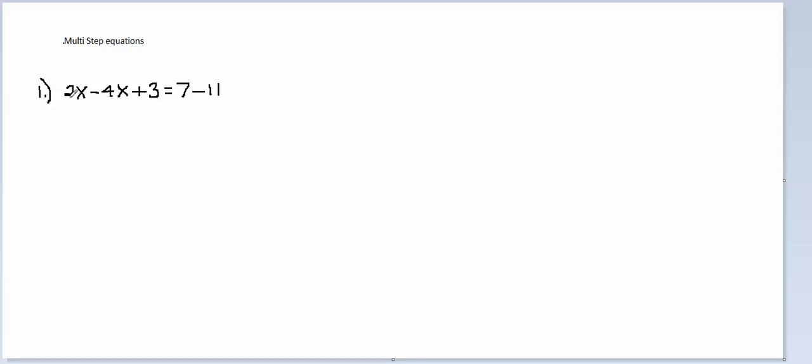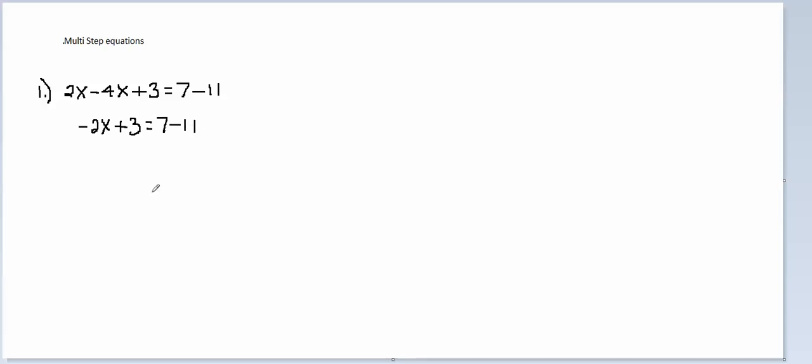Well, if I look, the 2x and the minus 4x both have just an x, so we can add those two terms together. So 2x minus 4x would give you negative 2x. So you add or subtract the front numbers and keep the letter. Those combined would give us negative 2x, and then we still have the plus 3 equals 7 minus 11.